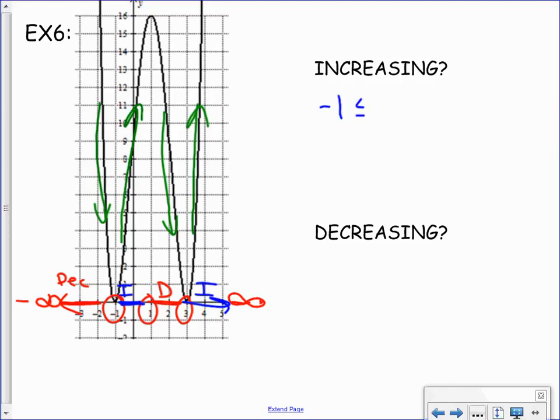-1 is less than or equal to x, and x is greater than or equal to. That's awesome. Adrian's got it.